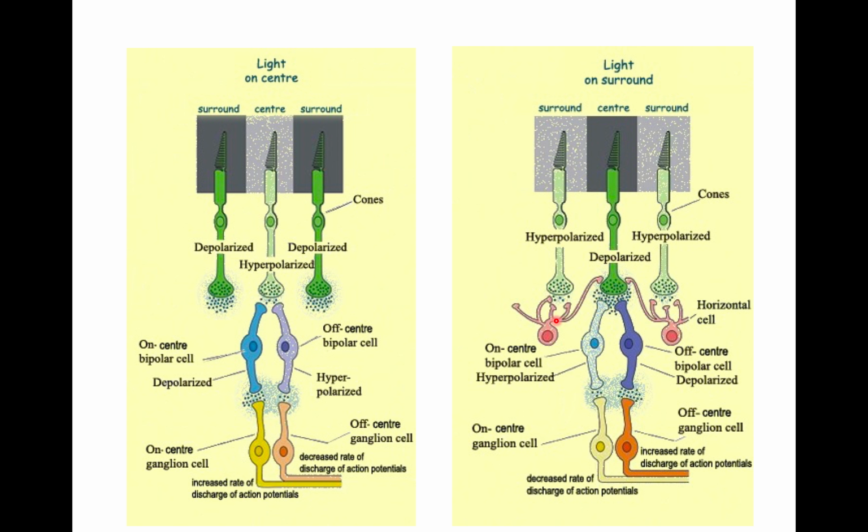Okay, so then we talked about how light shining onto the surround here then influences the activity of the dark area here, the centered area here, through the action of horizontal cells. So this hyperpolarization of these particular photoreceptors here means that we have less glutamate released, and that in turn helps to shape the responsiveness of the horizontal cells.